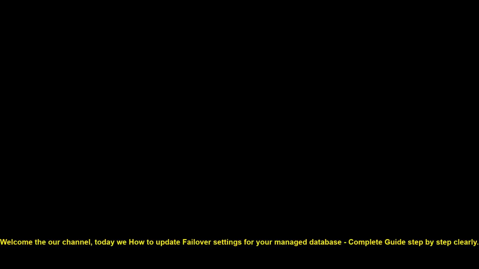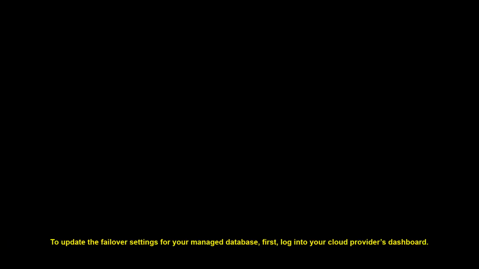To update the failover settings for your managed database, first, log into your cloud provider's dashboard. Navigate to the database section where your managed database is located. Select the specific database for which you want to update the failover settings. Look for the Settings or Configuration tab within the database options.